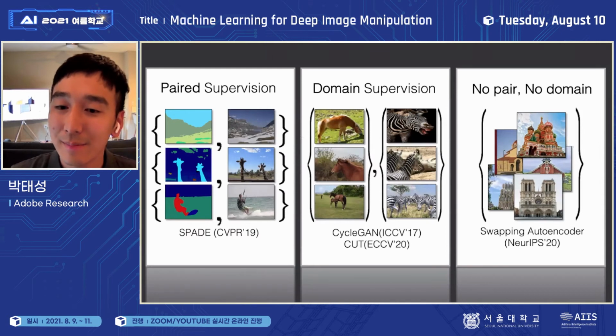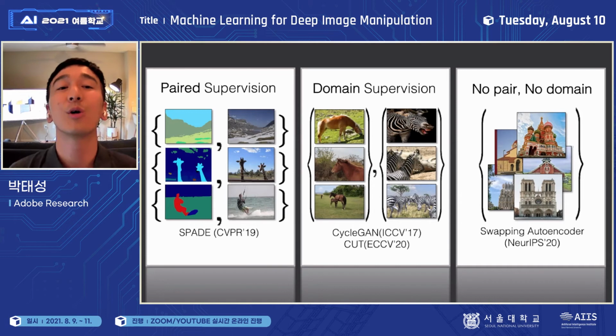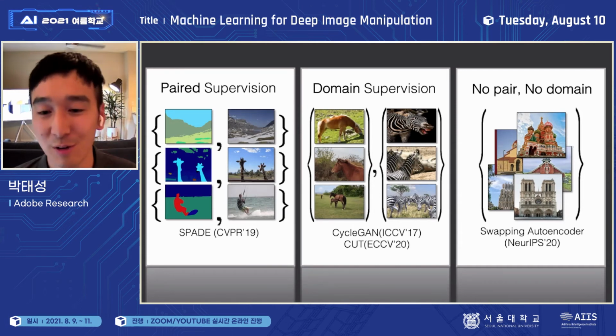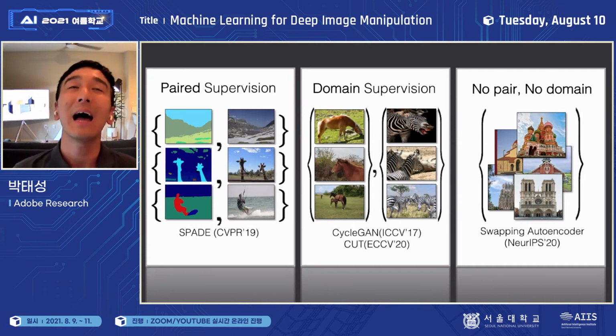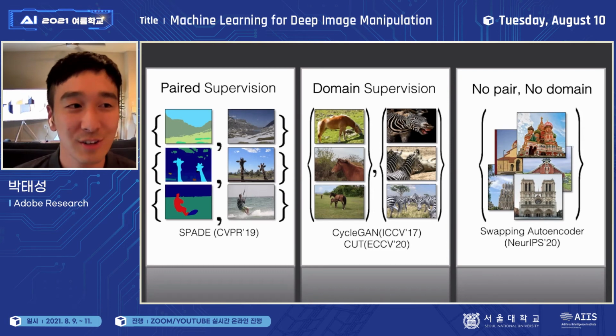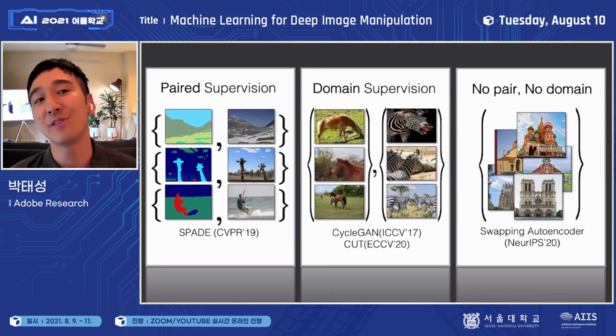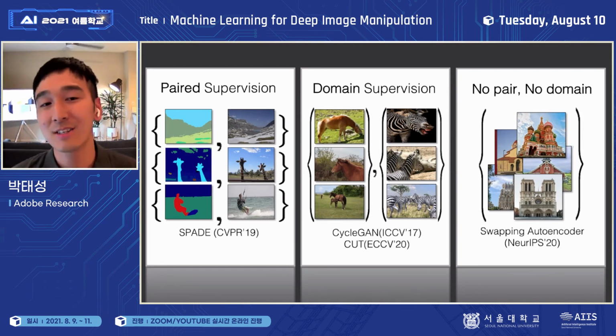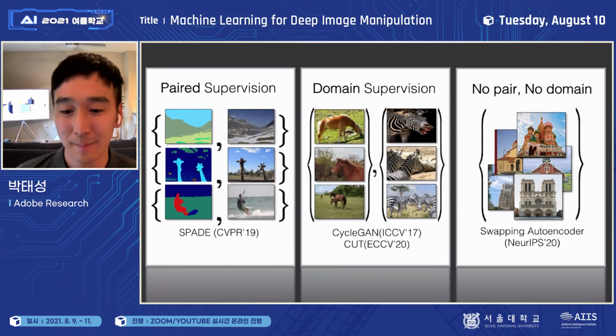So now the goal, as I said before, is to go pretty much fully unsupervised. So we're going to have no supervision on pixels or no supervision on images and just learn some disentanglement that's going to be useful for image editing.